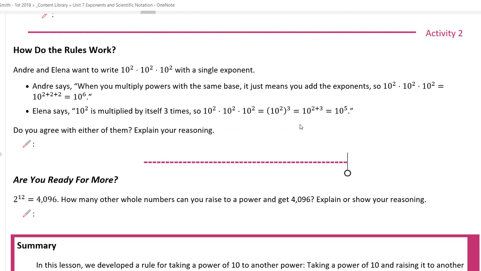Andre and Elena want to write 10 to the 2nd times 10 to the 2nd times 10 to the 2nd with a single exponent. Andre says when you multiply powers with the same base, you just add the exponents, so 10 to the 6th. Elena says 10 to the 2nd is multiplied by itself 3 times, so it is 10 to the 2nd, to the 3rd power, which is 10 to the 2 plus 3, which is 10 to the 5th. Do you agree with either of them?